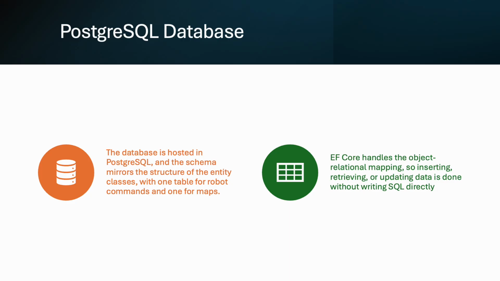Now the SQL database. The database is hosted in Pomelo SQL, and the schema mirrors the structure of the entity classes, with one table for the robot commands and one for the map commands. Then EF Core handles the object-relational mapping, so inserting, retrieving, or updating data is done without writing SQL directly.